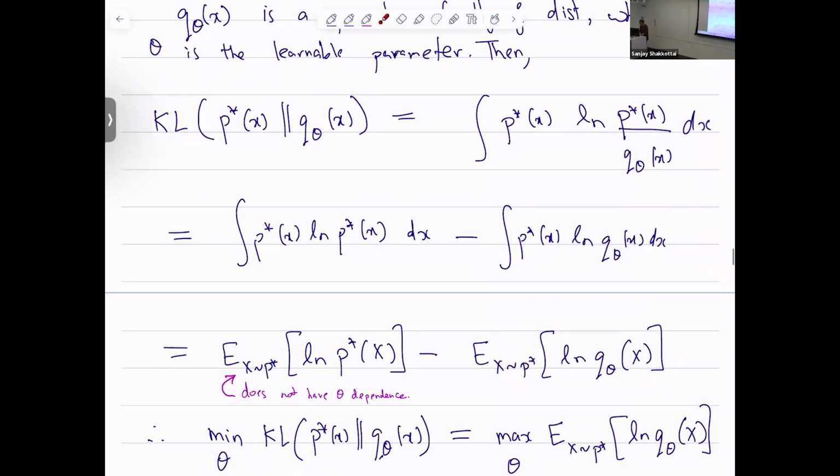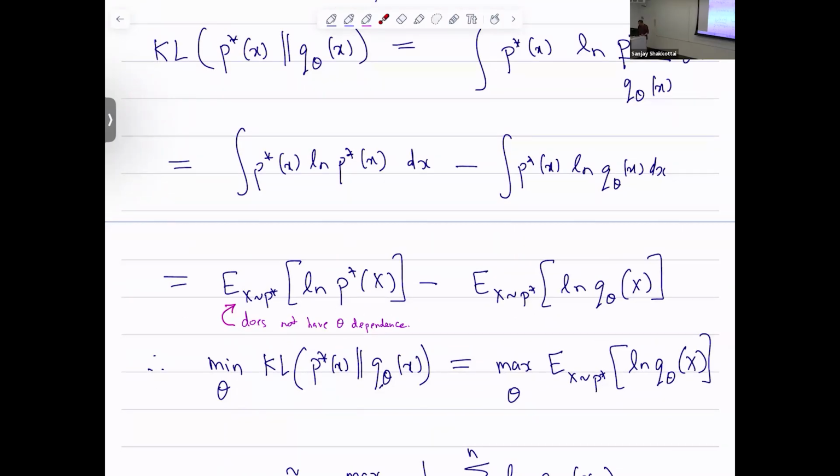This has the interpretation of sample x from P star and compute the expectation of log P star of x. That's the first one. There's no theta anywhere in this one. The second one is P star log Q theta. So minimizing KL between P star and Q theta, since the first term has no dependence on theta, is the same as maximizing over theta the expectation of log Q theta of x, with x from P star. These two are equivalent.